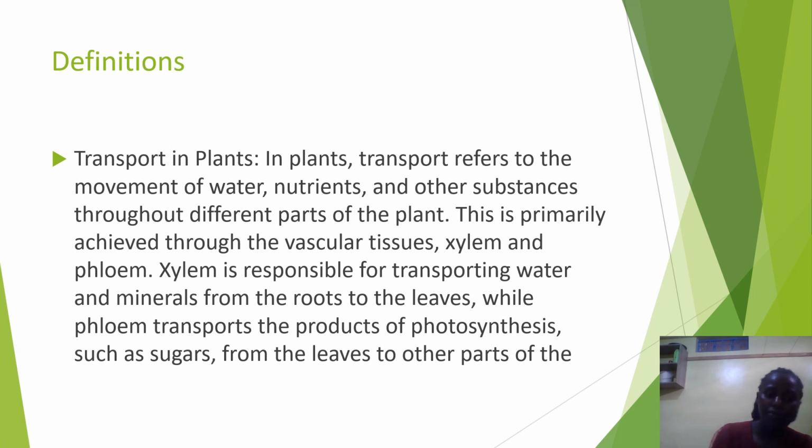So these products, there are many examples of them, like carbon dioxide, which is a product of photosynthesis, oxygen, sugar, and yeah, there are so many. So these products are transported from leaves to other parts of the plant.